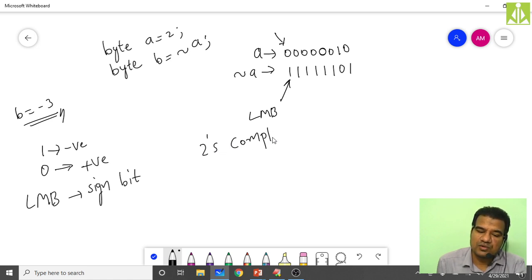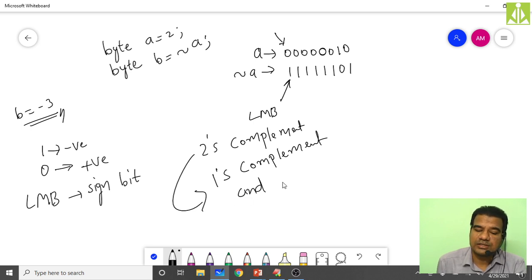How do we perform 2's complement? In order to get the 2's complement, perform 1's complement and add 1 to it. Very simple form. Add 1 to it. So what is this value we have over here?